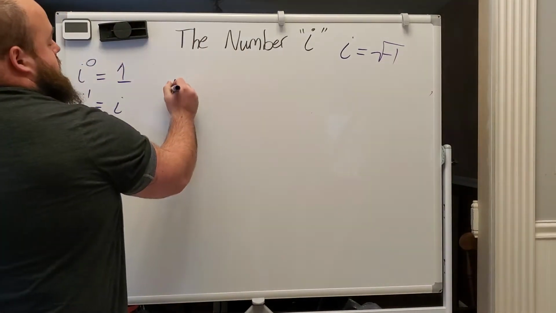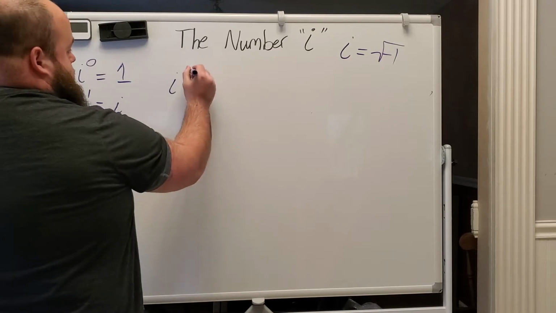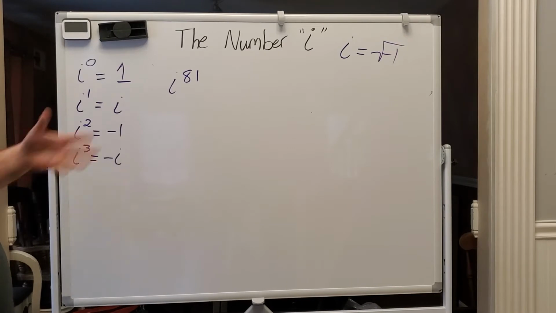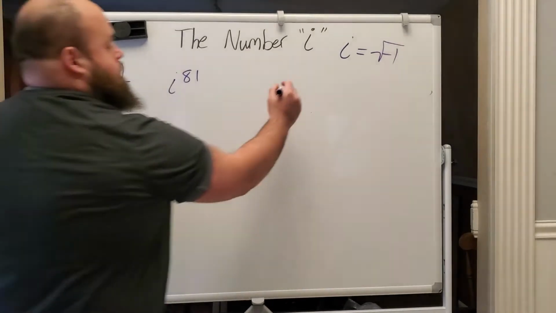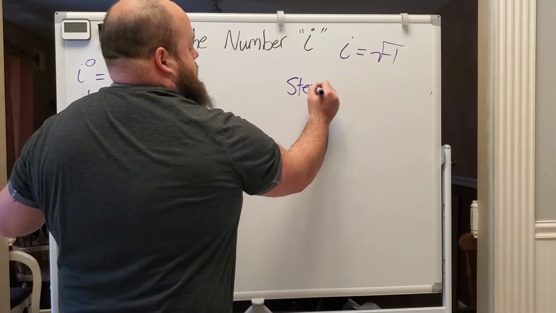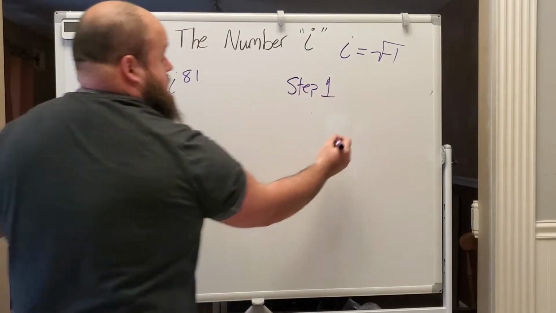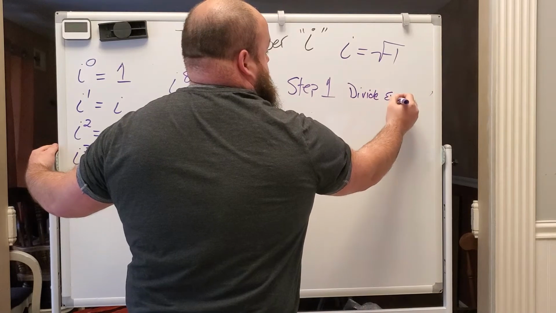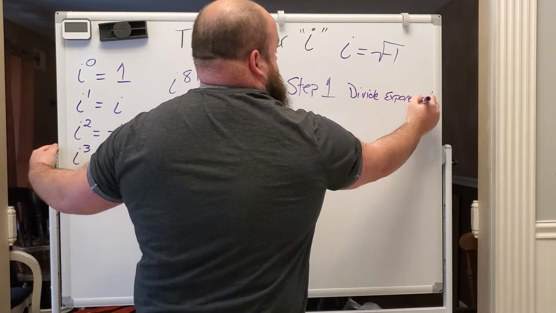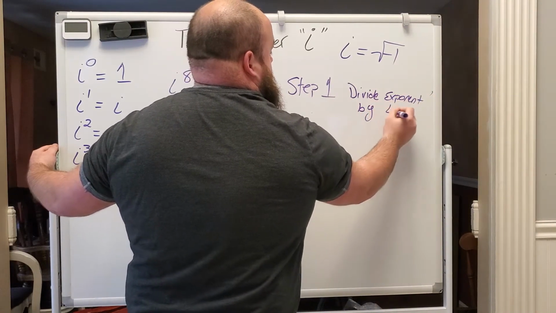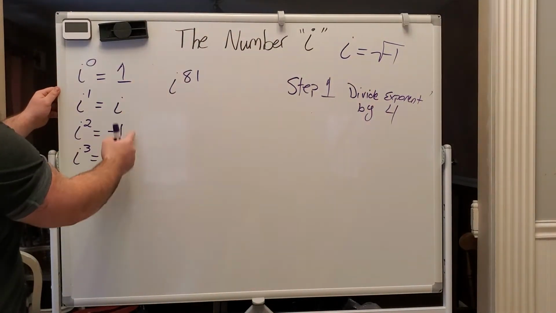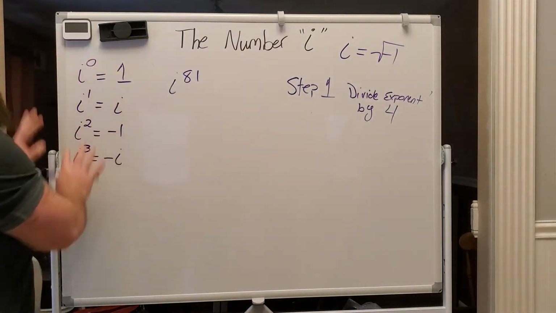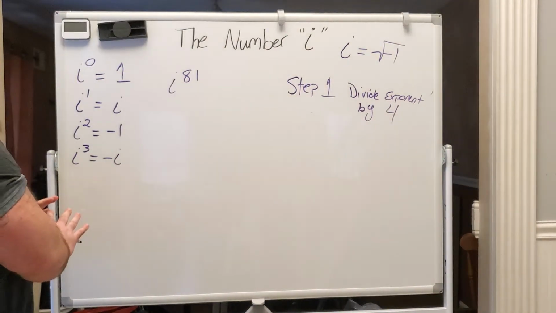So if you see a problem like i raised to the 81, a very big exponent, we can simplify this, and this will be your step 1. If you have a notebook or a piece of paper, please write that down. You're going to divide the exponent by 4, because if this pattern repeats every 4, we can divide by 4 and then compare it to this chart here.